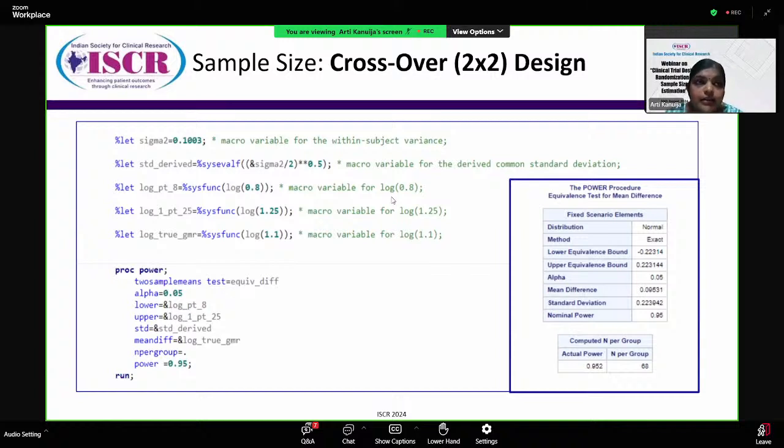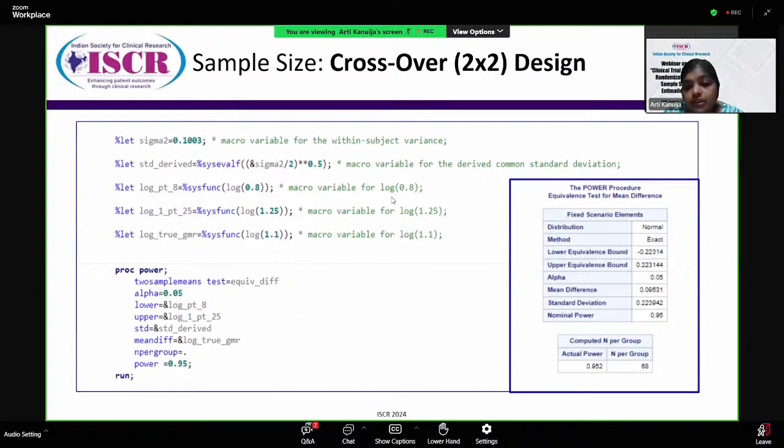And since this is a bioequivalence study, you have to do a log transformation to the variables. And that is why when you define the variables, you're using a log function for whatever values are presented in the example. So when you say 0.8 to 1.25, you're using log to that because you want to convert the data into something that tends to a normal distribution.